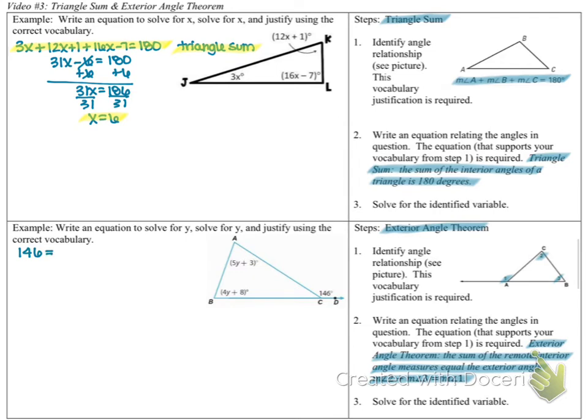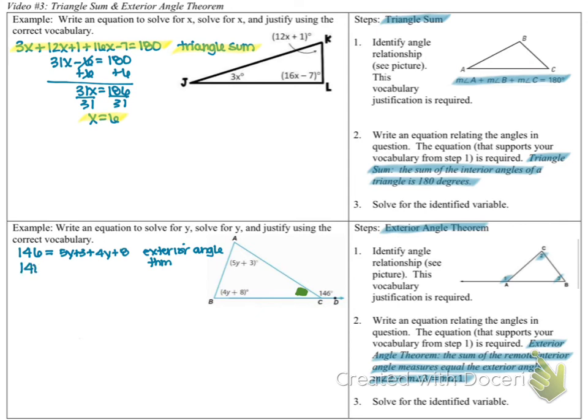If I take a look at the picture, I'm going to color code in green the only angle that is not remote interior. Not remote interior is that green angle right there in the corner, the one that's right next to 146. We're not going to use that one. So I take the other two angles: 5y plus 3 plus 4y plus 8. Now we need to identify our vocabulary words. This is exterior angle theorem. Okay, now that we have our vocabulary words to go along with this, let's go ahead and solve.